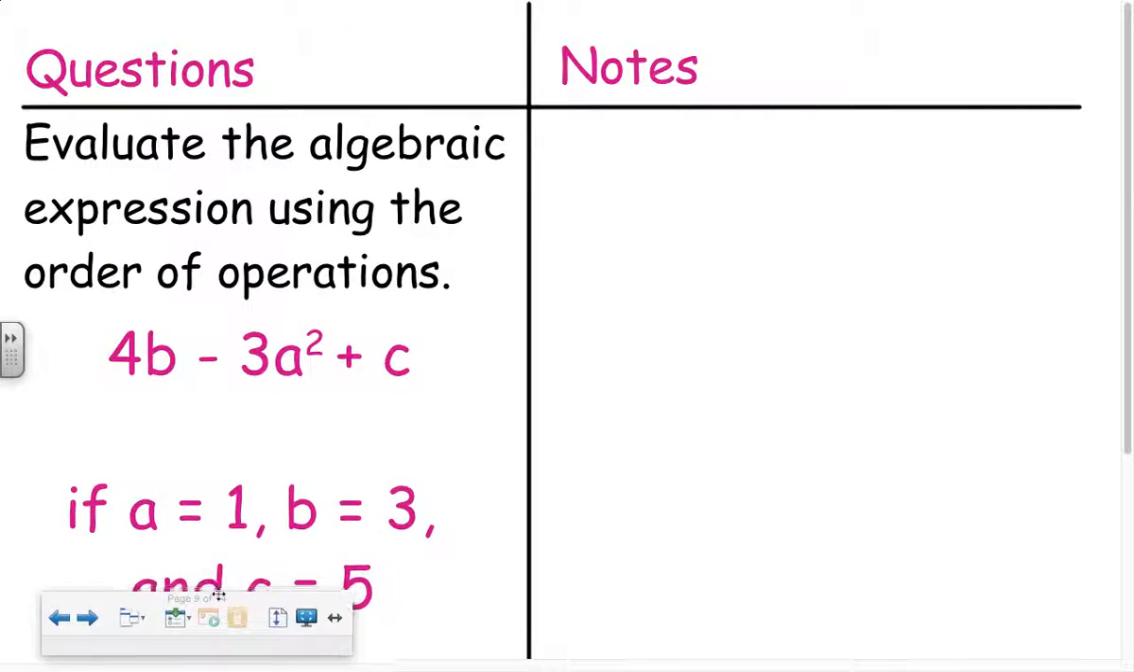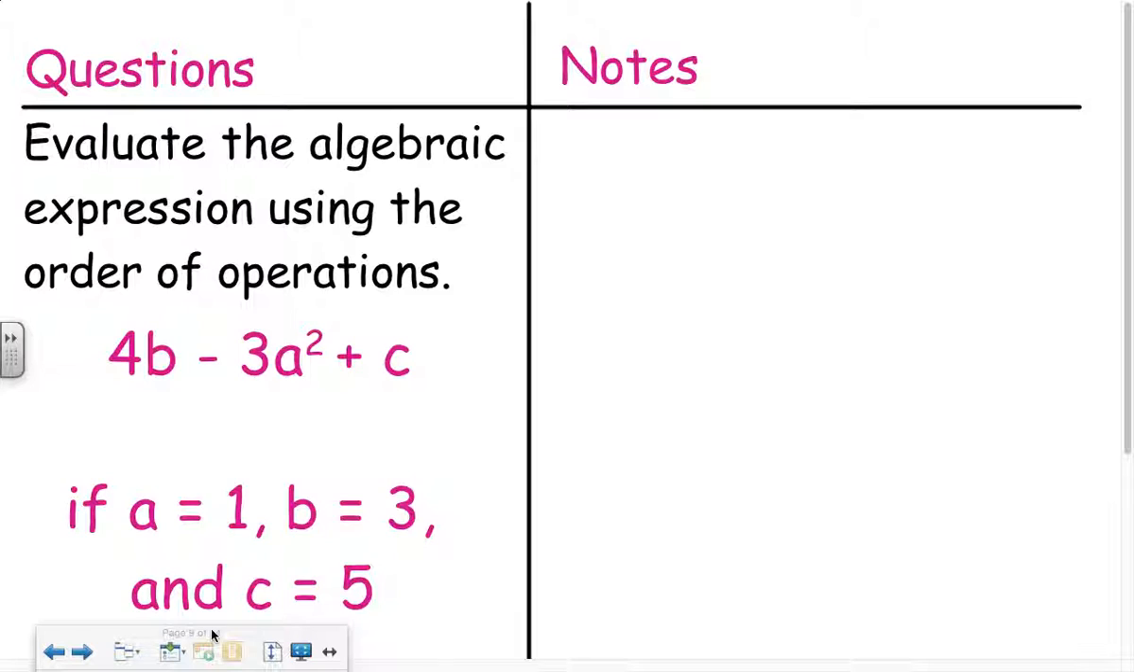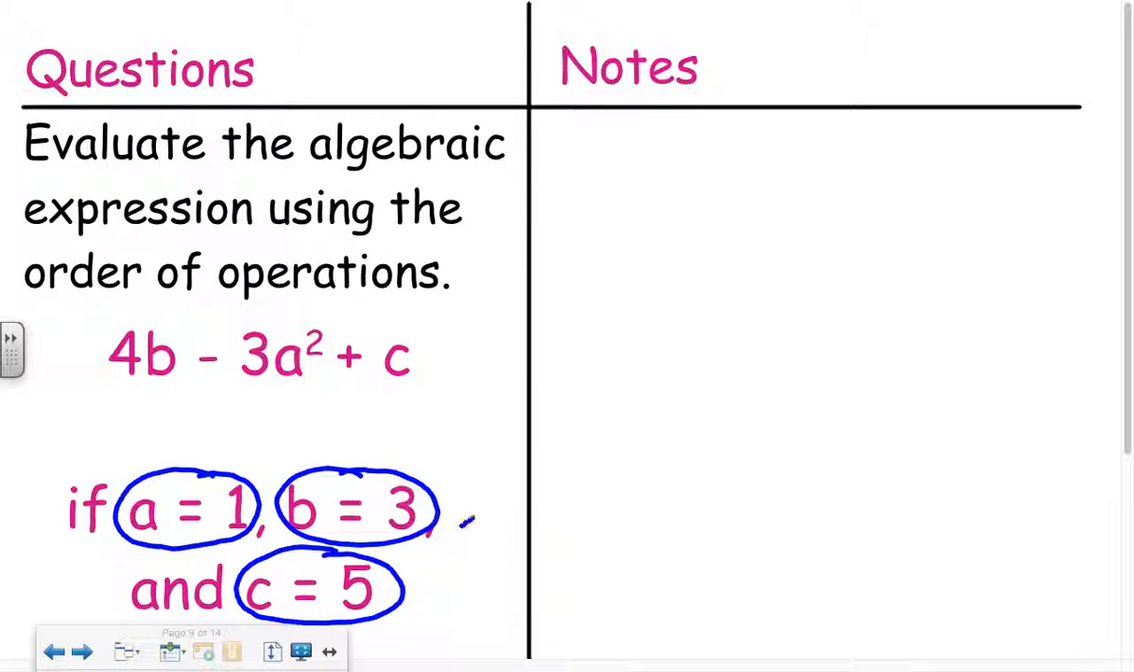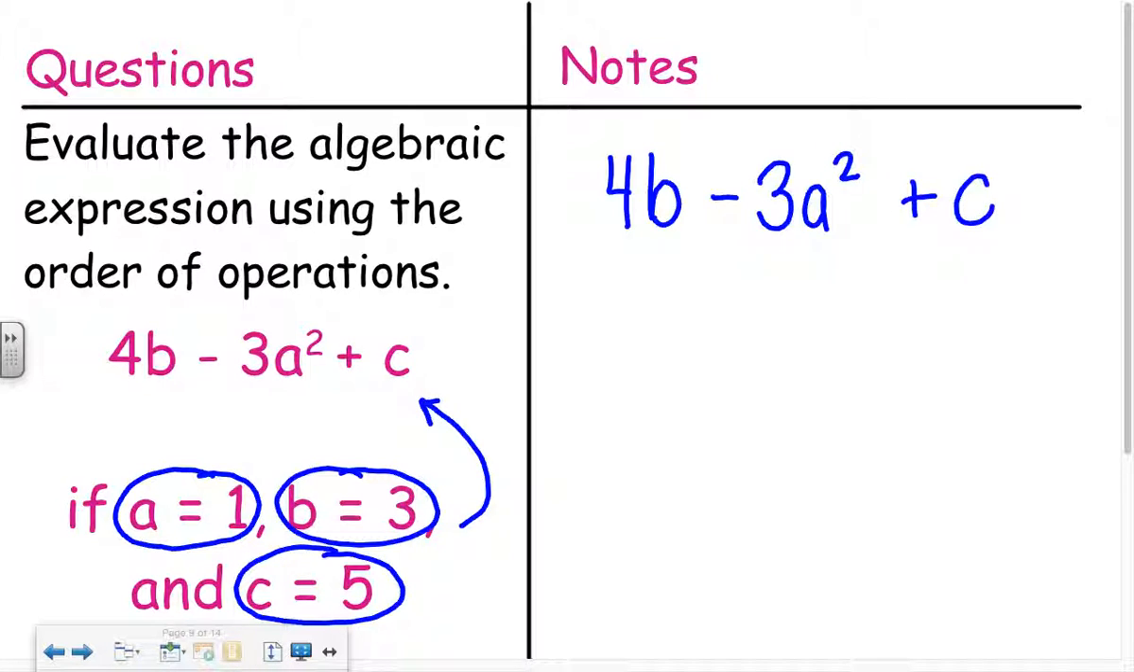Evaluate the algebraic expression using the order of operations. The expression we're given is 4b minus 3a squared plus c. In order to solve this, we're going to take a equals 1, b equals 3, and c equals 5 and plug them into our expression for those variables. First I'm going to copy the original problem: 4b minus 3a squared plus c.